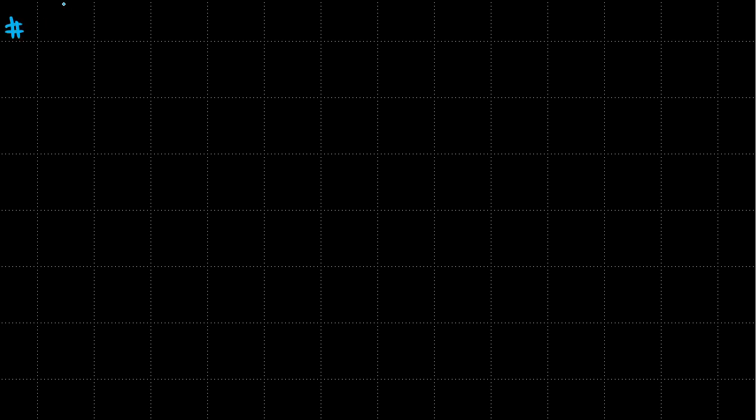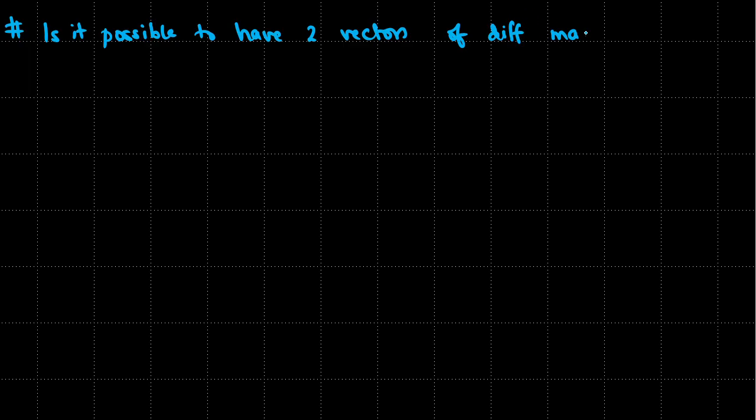Into another question, which is: is it possible to have two vectors of different magnitude have zero resultant? Can three?